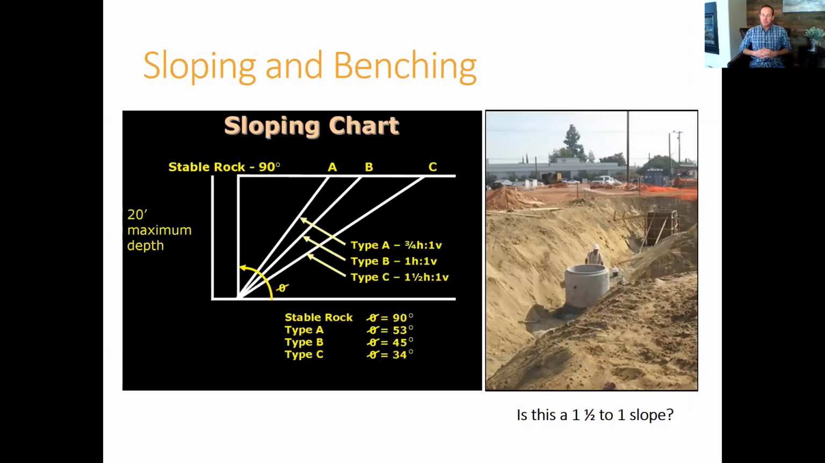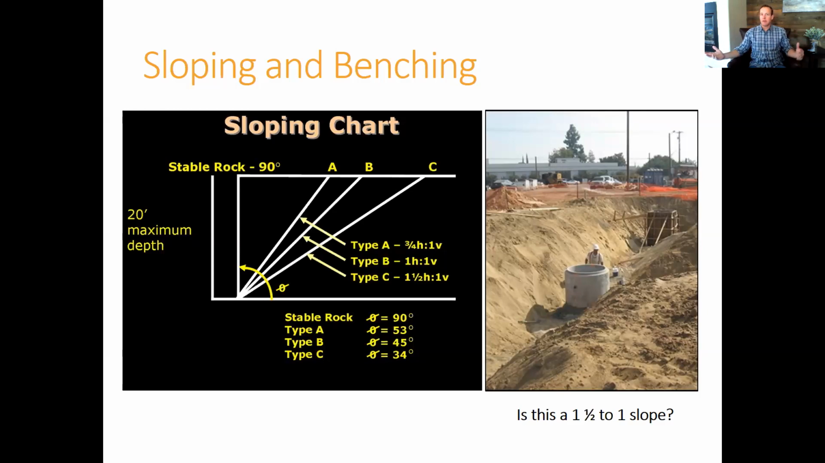The next is sloping and benching. And this is where it's really important that you know which type of soil it is, because you have to slope and bench per the different types of soil. So if it's a type A, remember a type A is cohesive and has a strength of greater than 1.5 tons per square foot. So that can be the steepest because it's going to hold together the best. And so that's 3/4 to 1.